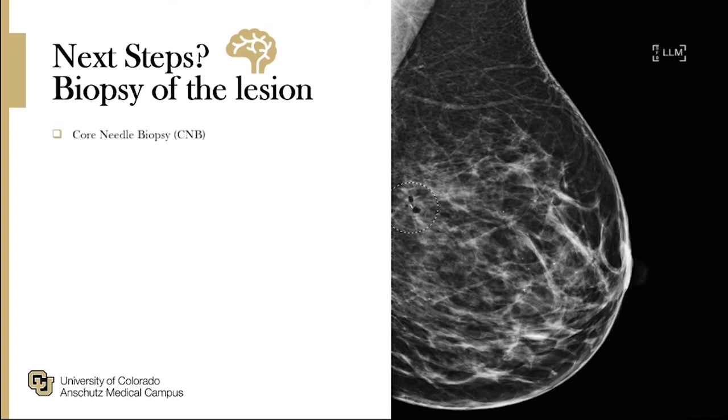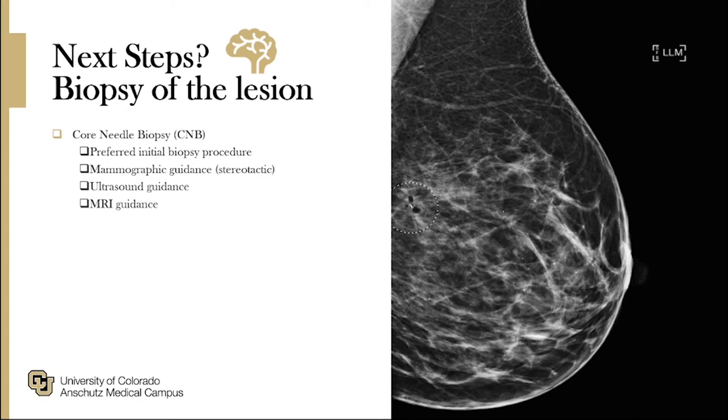A core needle biopsy can be performed under image guidance with either ultrasound, X-ray, that is stereotactic, or with MRI with and without IV contrast. Ultrasound guidance is typically preferred if the target lesion is well visualized with this modality. Stereotactic biopsy is performed for mammographic abnormalities without a clear ultrasound correlate. MRI-guided biopsy is available at some sites for lesions not seen with the other two modalities.